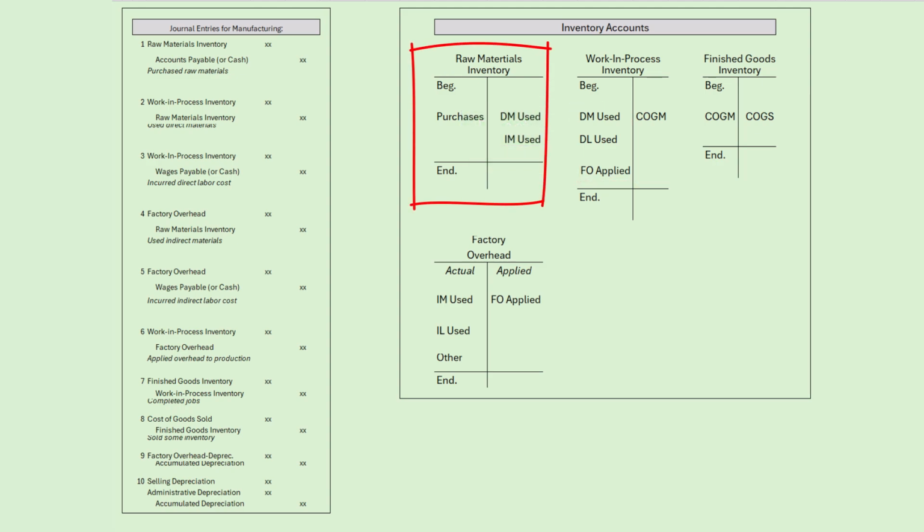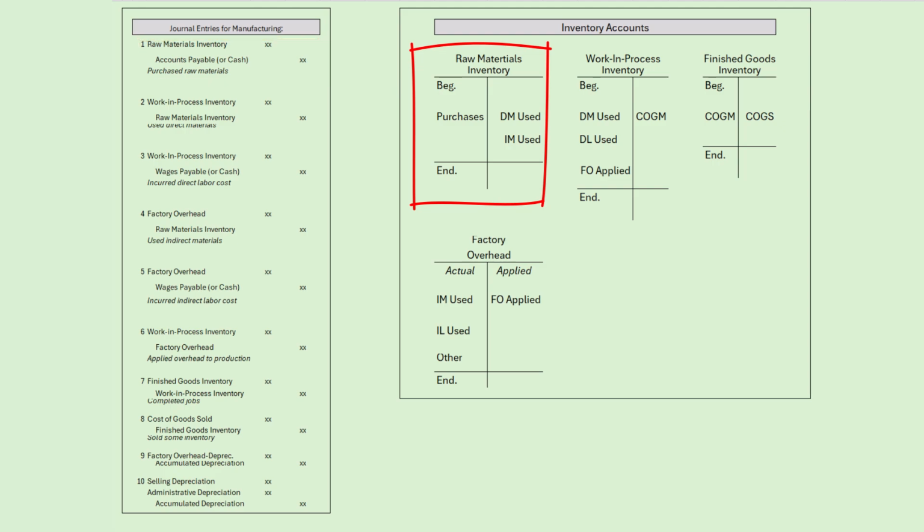Let's look at the raw materials inventory account. Since all of these are inventory accounts, the beginning balance will be on the debit side. And the most common reason to debit the raw materials inventory account is when we purchase raw materials. So we debit raw materials and we credit cash or accounts payable.